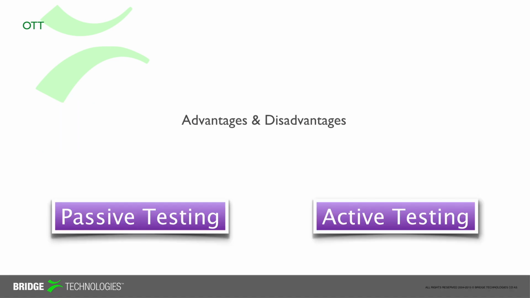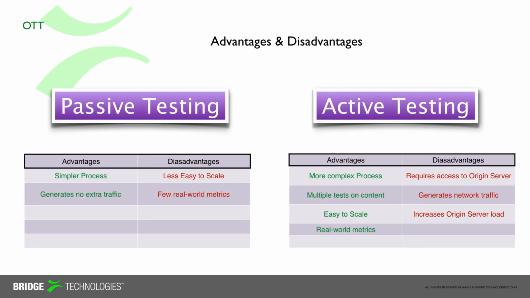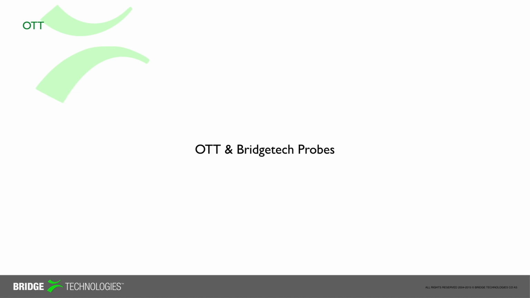So to recap on some of the benefits and disadvantages of passive and active testing, you can see them listed there. Passive is definitely a simpler process, and it doesn't generate extra traffic because it's only testing the traffic that is currently at the switch. But active testing is a more complex process, but it does do multiple tests on the content and it provides real world metrics. So without further ado, let's go straight on to looking at how the probes work in a real world environment.